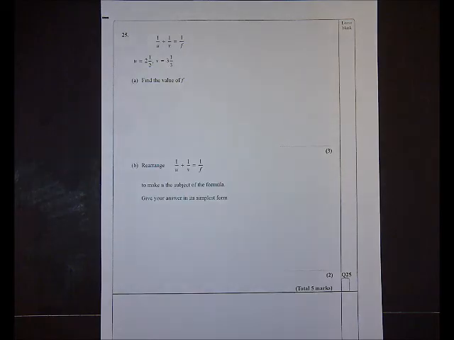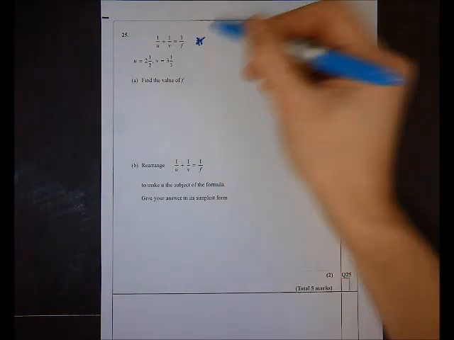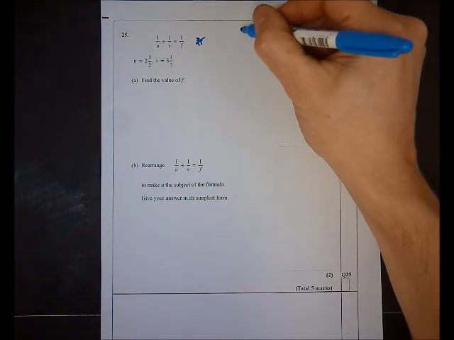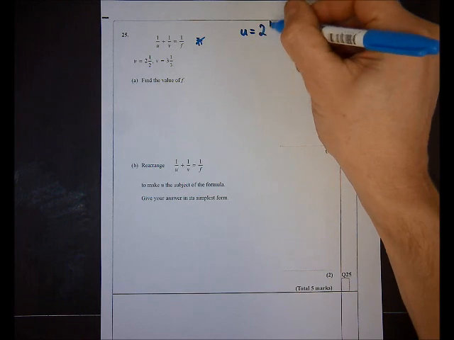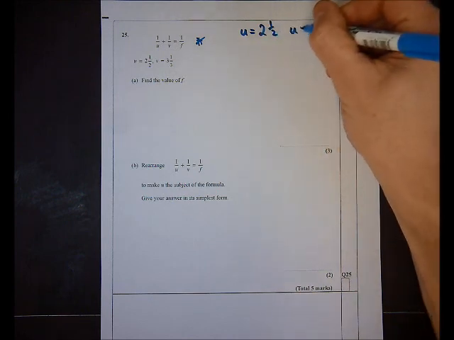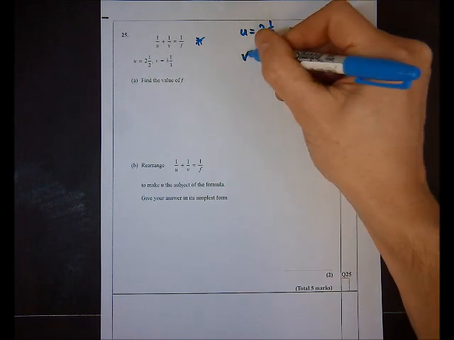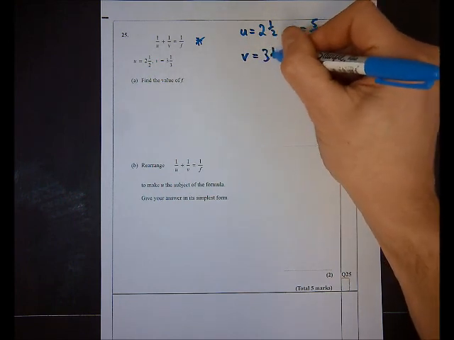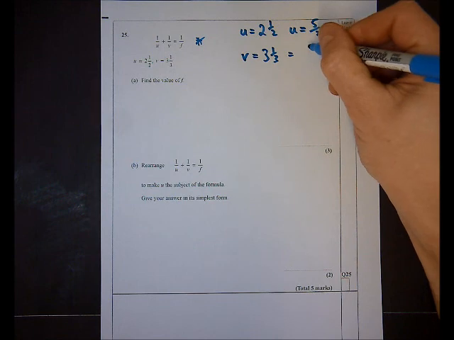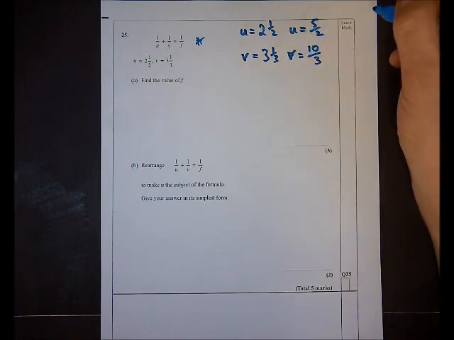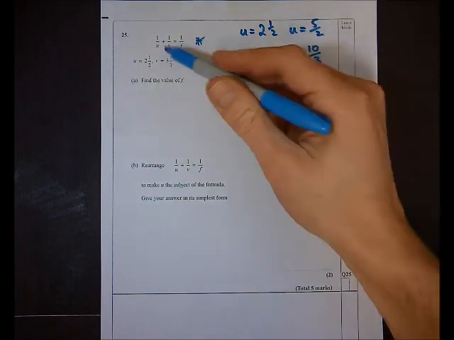On question 25, I'm given the formula 1 over u plus 1 over v equals 1 over f here, and I'm asked to work out the value of f when u is 2.5 and v is 3 1/3. So first of all, I'm going to turn the mixed number 2.5 into an improper fraction, and that's going to be 5 over 2. And similarly, the mixed number 3 1/3, I'm going to turn into 10/3. V equals 10/3.